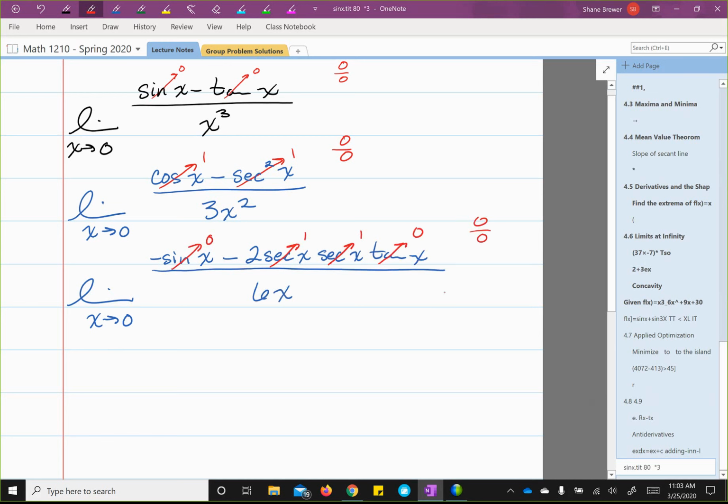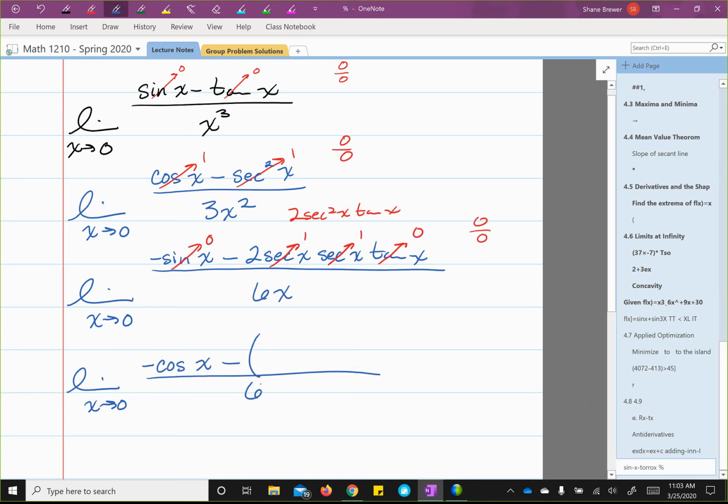So L'Hopital's again. Let's make our life just a little easier, of course, noticing that this is secant squared x tangent x, right? So L'Hopital says we need to take the derivative again. And thank goodness the bottom is now just 6. So we know we're at an end in sight. So the derivative of negative sine is negative cosine of x.